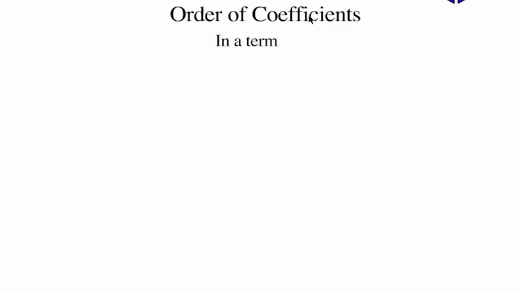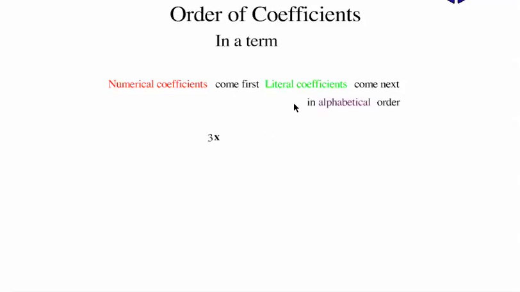Welcome to Polynomial Notes, Part 2. We're looking at the order of coefficients in a term. Okay, numerical coefficients come first. So the number part comes first, like 3. And then the literal coefficients come next, so 3x. And if you have more than one, then they come in alphabetical order. So the x would come before the y, before the z.